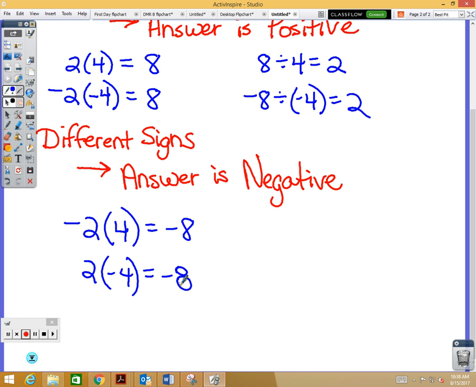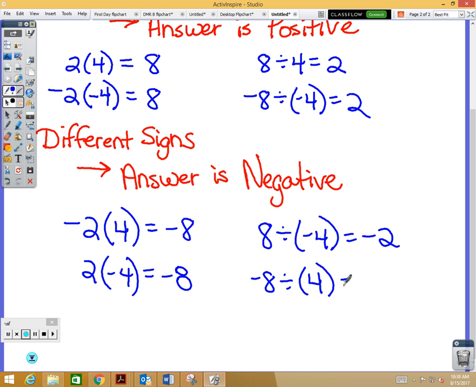Same sign positive, different signs negative. We need to remember that. We could put the division examples up here also. We could say 8 divided by a negative 4 equals a negative 2, or a negative 8 divided by a positive 4 also equals a negative 2. If you like having examples for each type.